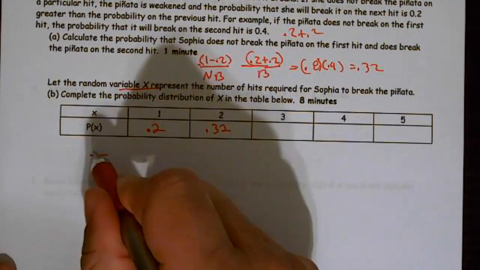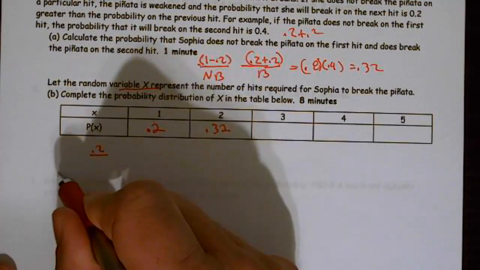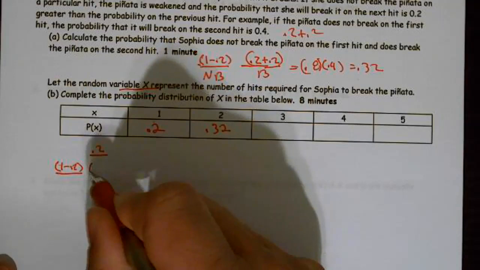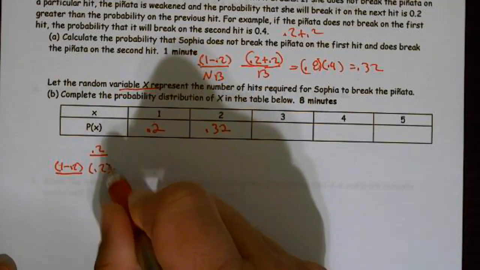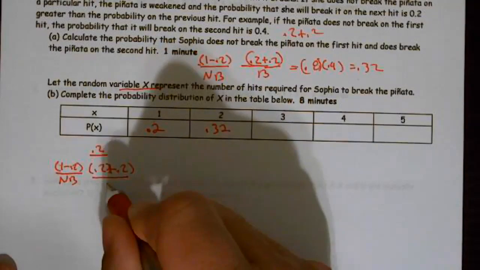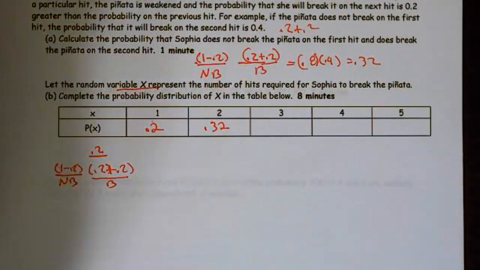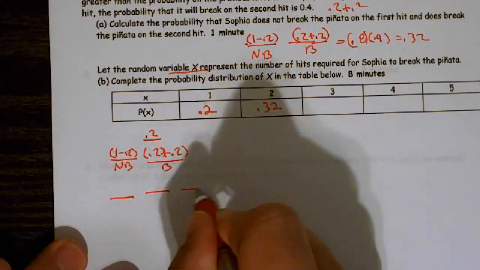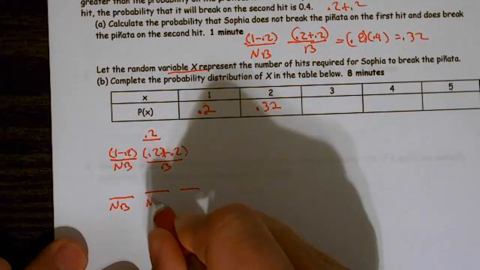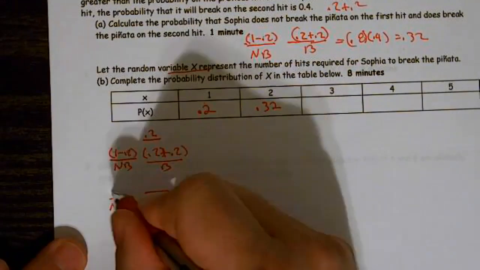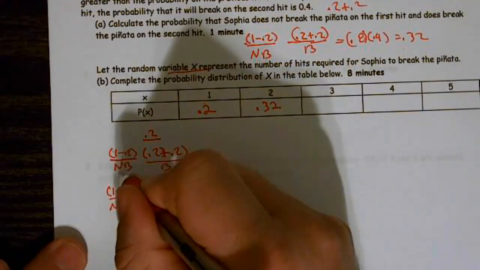Well, so the probability of the first one is 0.2. Then it's going to be 1 minus 0.2, and then times 0.2 plus 0.2, not break and a break. All right. Then the third one means not break, not break, break. Well, the probability of it not breaking is still 1 minus 0.2. That's that 0.8.